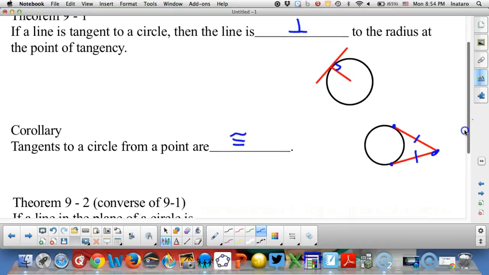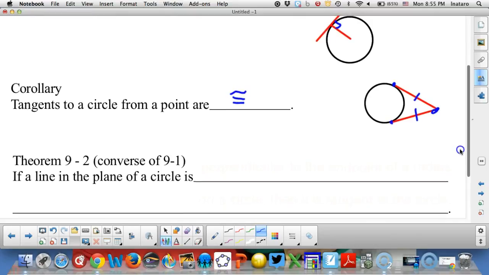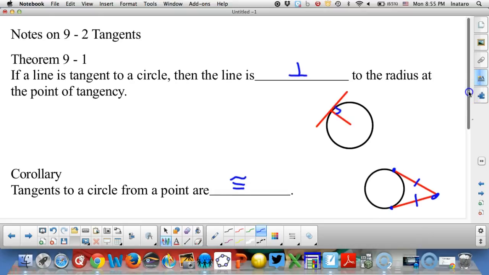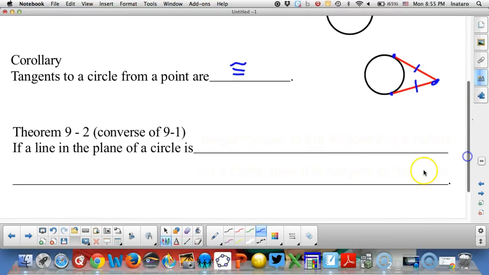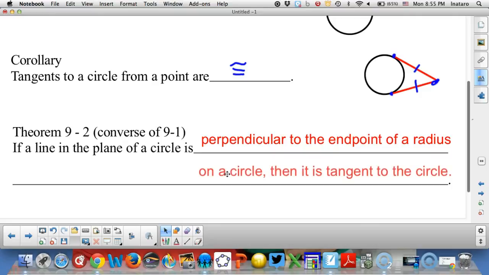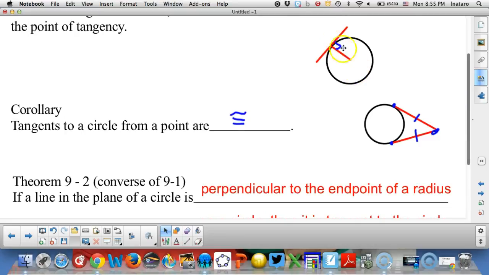And then we technically didn't cover this theorem yesterday, but it is the converse of Theorem 9.1. So Theorem 9.1 starts with knowing that we have a tangent and saying because we have a tangent, we've got perpendicular lines here. The converse goes the other direction. It says that if a line in the plane of a circle is perpendicular to the endpoint of a radius on a circle, then it's tangent to the circle. So in other words, if we have a right angle here, then we know this line is a tangent line.